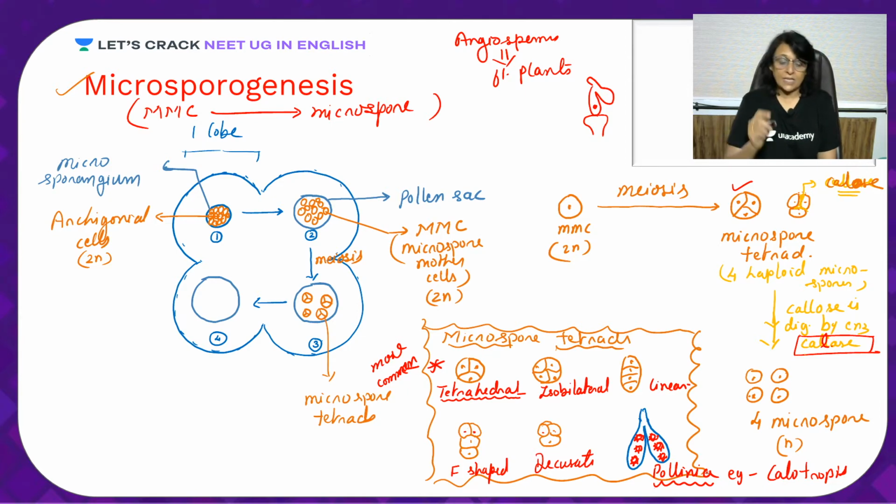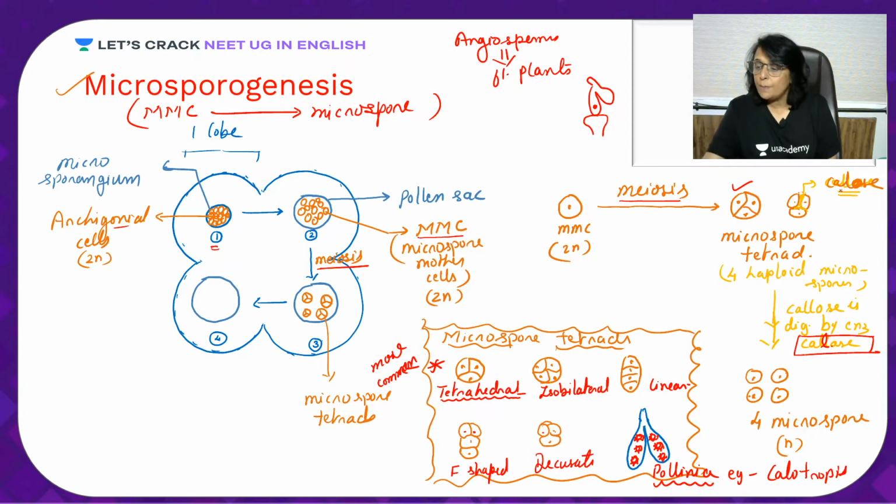Now in the first stage, in the young anther, the diploid cells themselves were compactly arranged. We call them archesporial cells. Then as the sac becomes bigger, as the anther matures or starts to mature, those cells become spaced out. There is some space between the cells. We start calling them microspore mother cells, which are diploid. Microspore mother cells undergo meiotic division and result in the formation of 4 haploid microspores which remain together in the form of a tetrad.